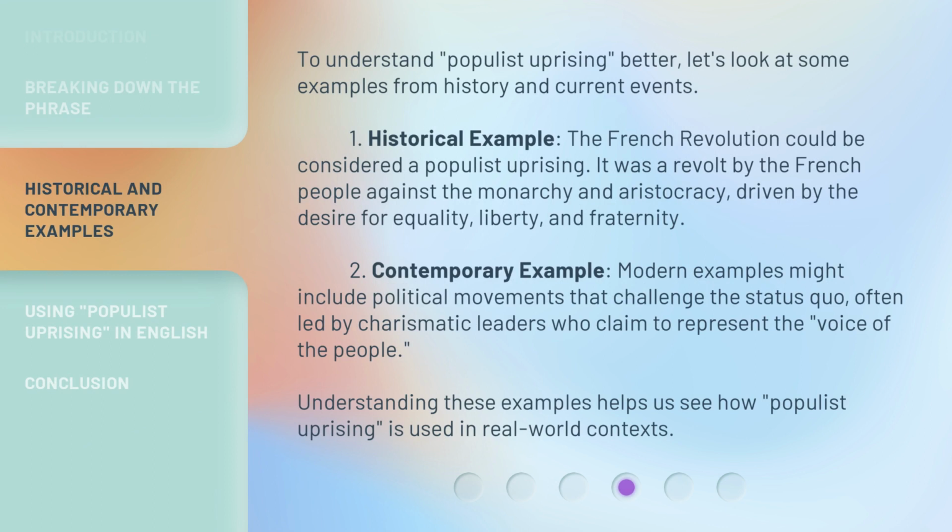To understand populist uprising better, let's look at some examples from history and current events. 1. Historical example. The French Revolution could be considered a populist uprising. It was a revolt by the French people against the monarchy and aristocracy, driven by the desire for equality, liberty, and fraternity. 2. Contemporary example.